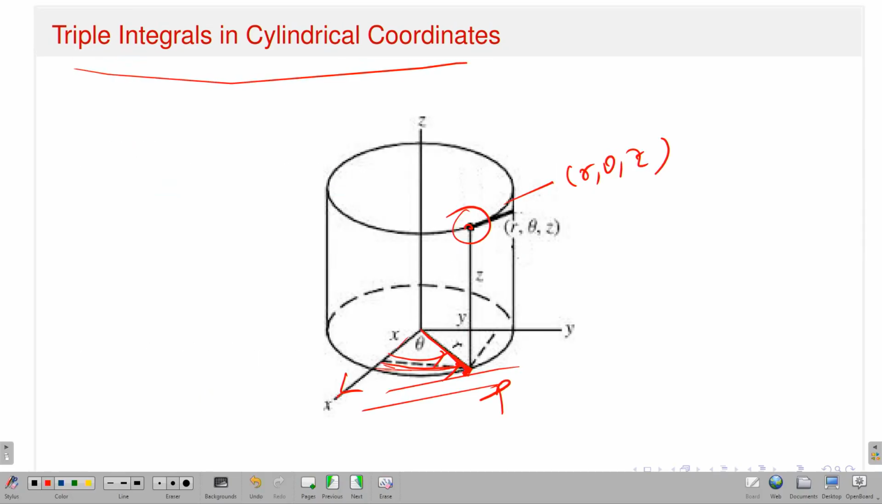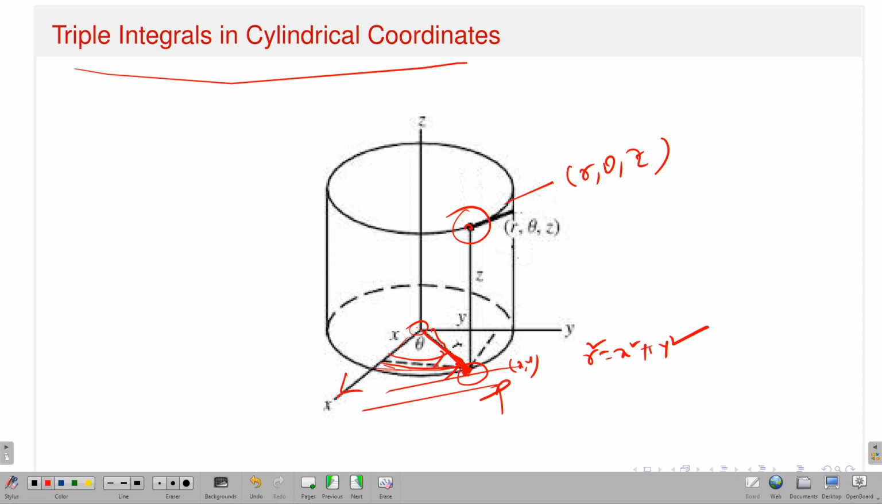Theta is nothing but tan inverse of y by x, because look at the picture, this is my theta. So this is x, this is y. By the trigonometric formula, theta is tan inverse y by x, and r is nothing but the distance from the origin to the point (x, y). So r squared is equal to x squared plus y squared, right.